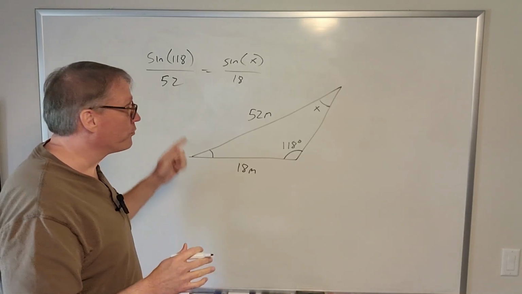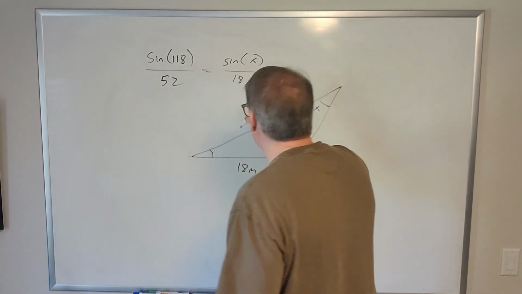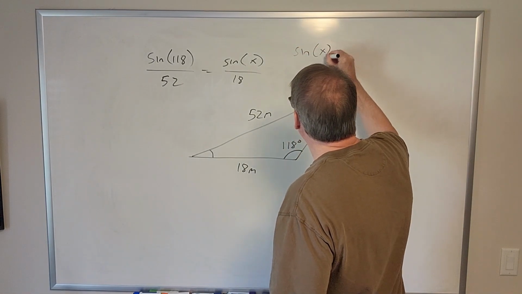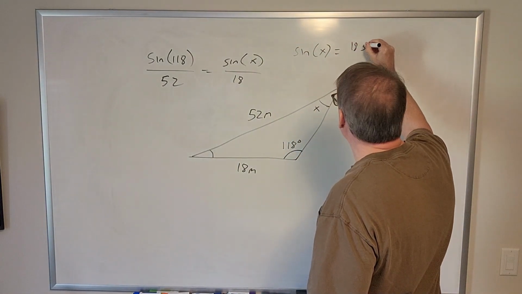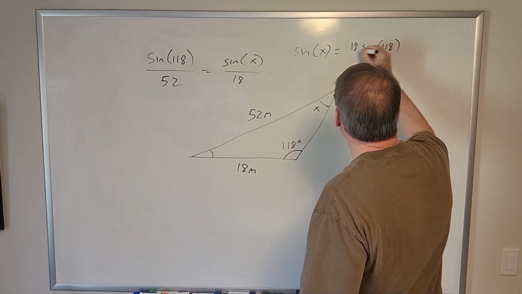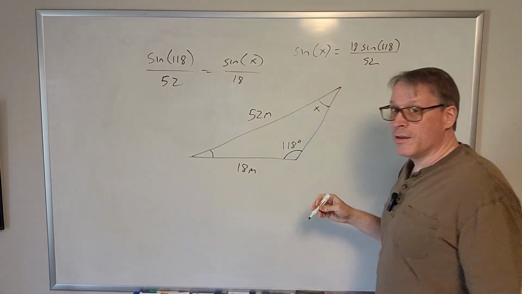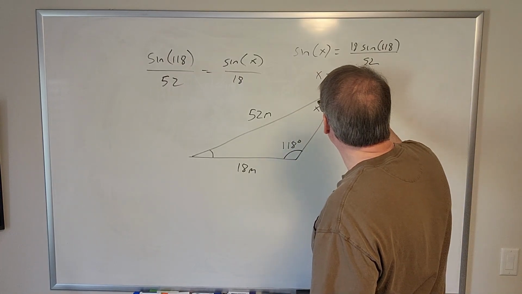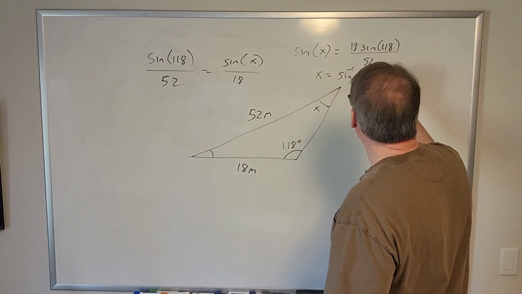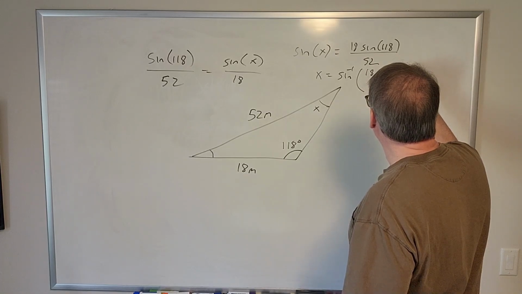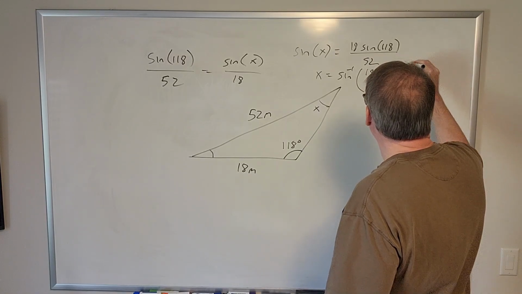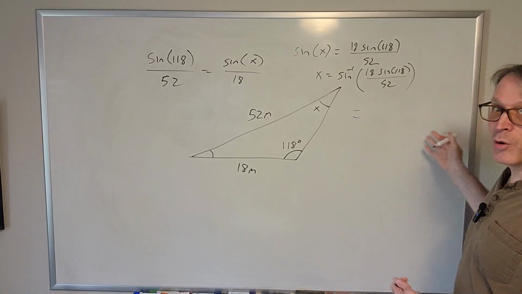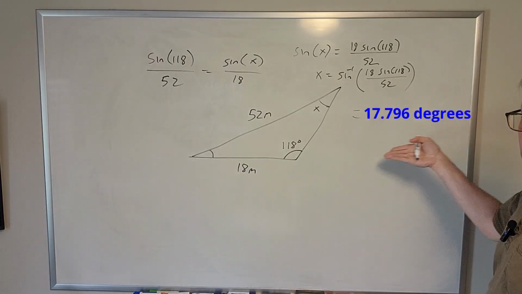And these ratios are always going to be the same for all the sides and angles in the triangle. So, with this, we can multiply both sides by 18, and we end up with sine of x equals 18 times sine of 118 over 52. And then we can take the sine inverse of both sides to get x equals the sine inverse of 18 sine 118 over 52. So you'd plug all that into your calculator and figure out what the answer is, and that answer is whatever that number is right here.